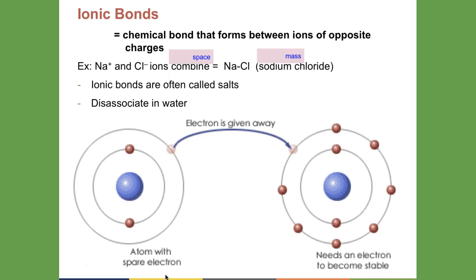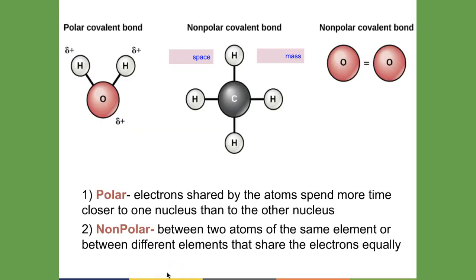And then the other type of covalent bonding is nonpolar, and that's between two atoms of the same element, or between different elements that share the electrons equally. So those electrons are going to go around the atoms' nuclei equally, and they're not going to spend more time around one nucleus than the other. So these are good examples. Like I said, over here on the left-hand side, you'll see the water molecule.